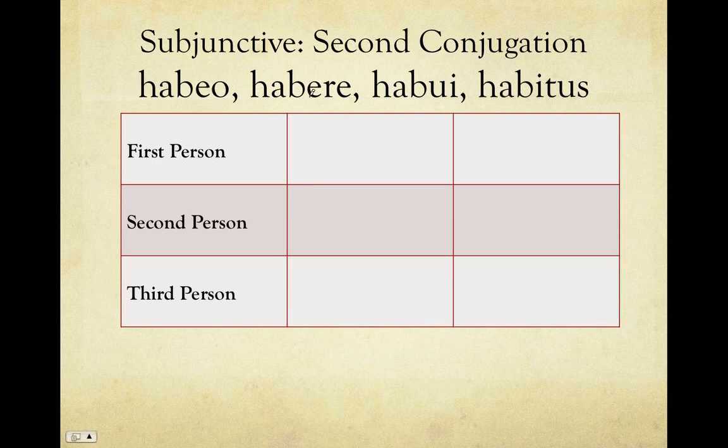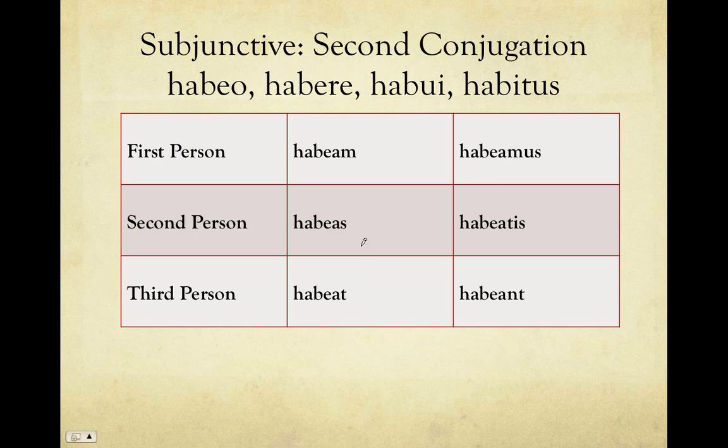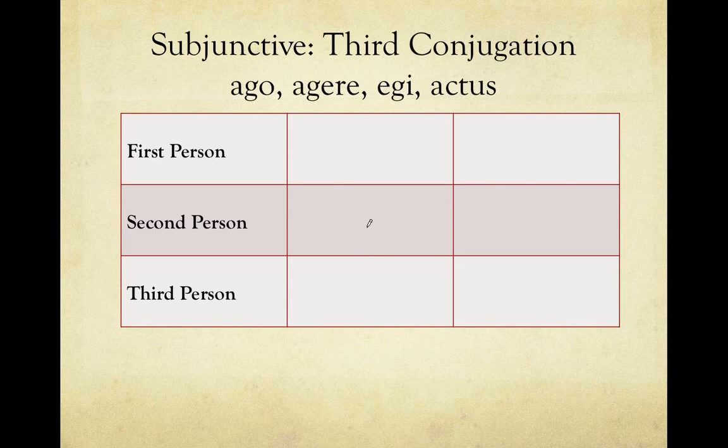Second conjugation, remember, has this long E in the infinitive, so our stem hab, and this is the we fear, EA, so our shift is going to go to EA. So hab, EA in fear, and then our endings. Habeam, habeas, stem, shift, ending, habeat. There it is completed: habeam, habeas, habeat, habeamus, habeatis, habeant.